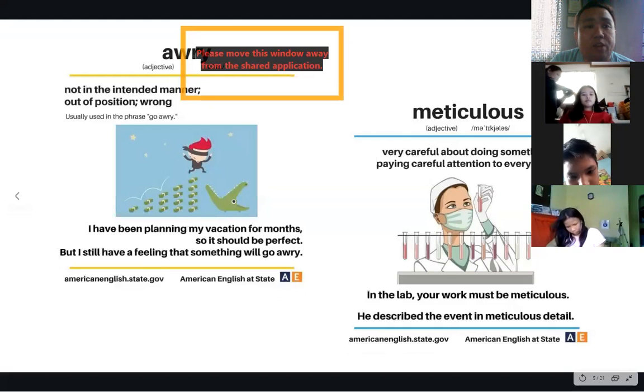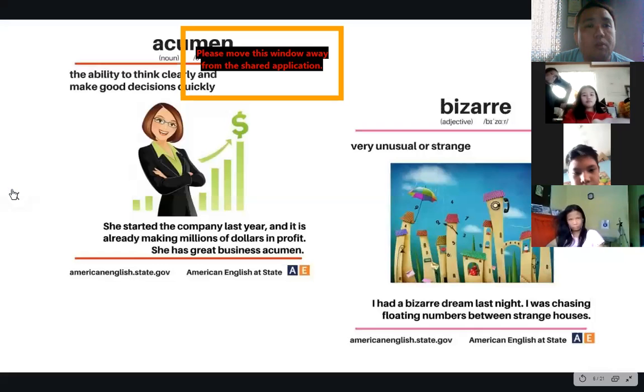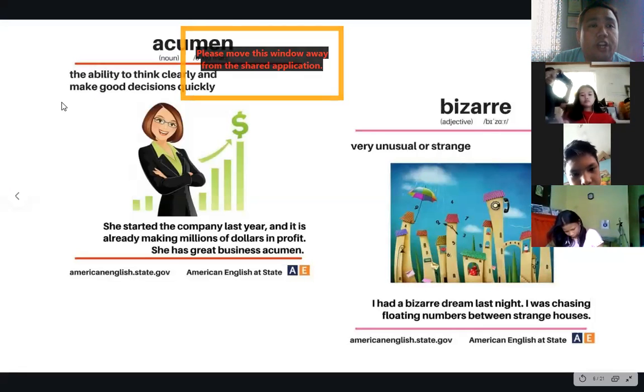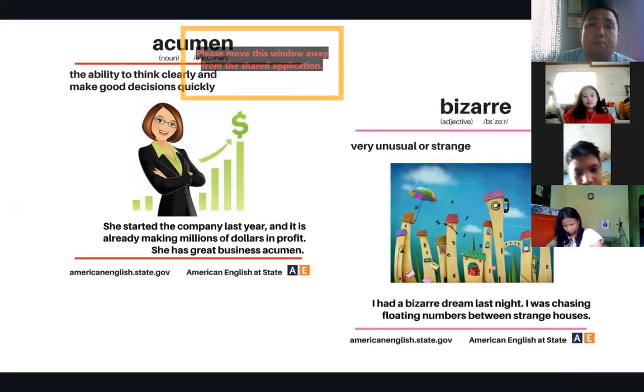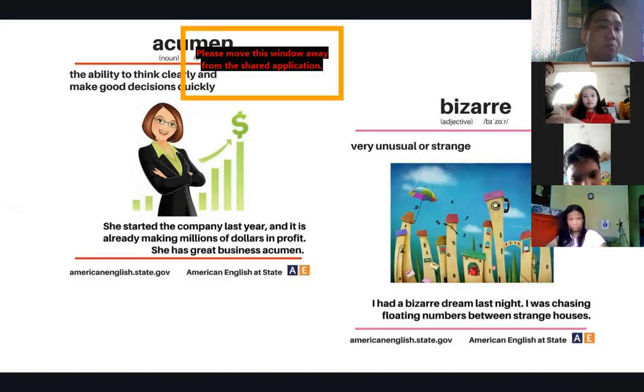And I think this is the last set of words. It's acumen. Acumen is a noun, meaning the ability to think clearly and make good decisions quickly. Okay? So it's a person who can think fast with clear vision and make decisions well, immediately. So it could be a characteristic of a leader that you have to think clearly and make good and sound decisions quickly whenever it's needed. Example, she started the company last year and it is already making millions of dollars in profit, and she has great business acumen. So the word is acumen.